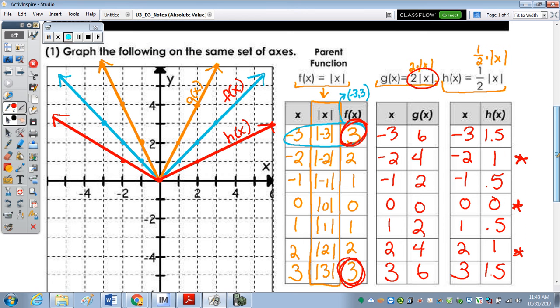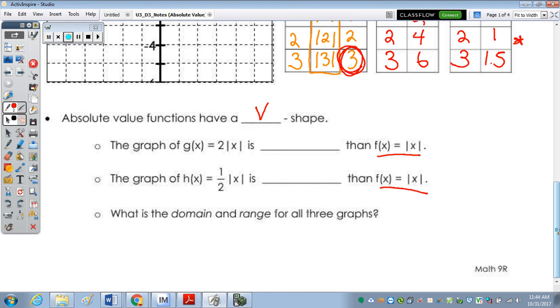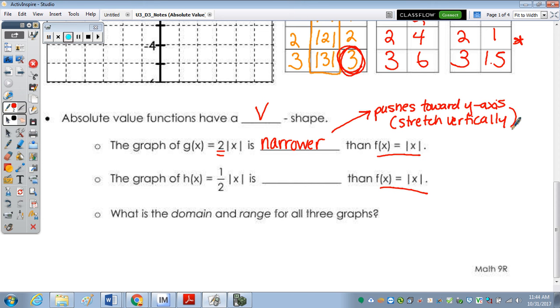The 2x was the g function. Now this orange, in reference to the blue, is closer to the y-axis. Looks like someone pushed it right up. Where the red, this function here, is pushed down towards the x-axis. So I'm going to say that the graph of 2 to the x, so this one is narrower. Okay, and as I mentioned, it pushes toward the y-axis, which is also a stretch vertically. So you're pulling it up.